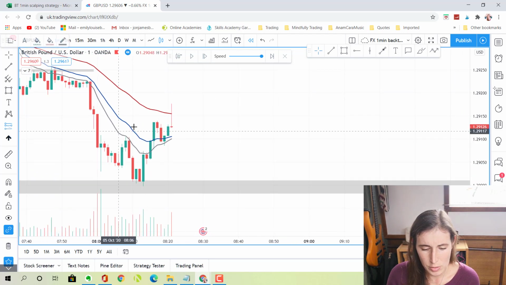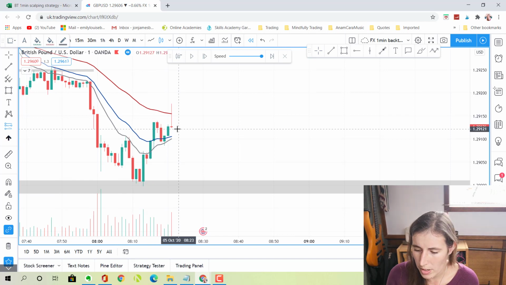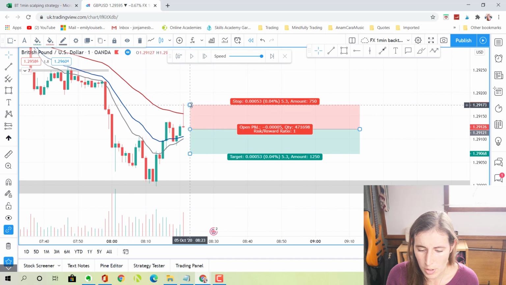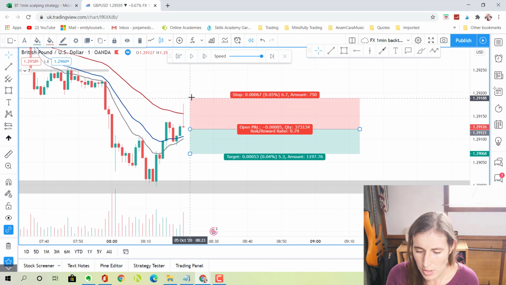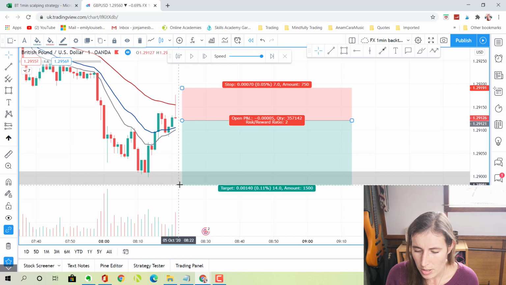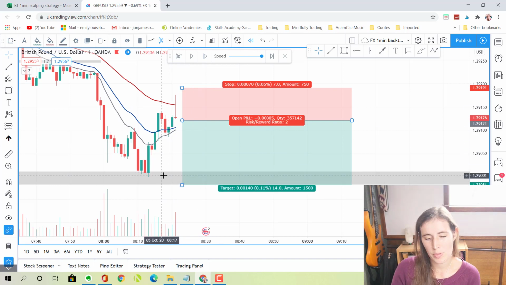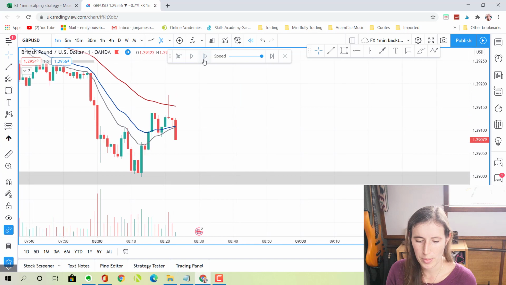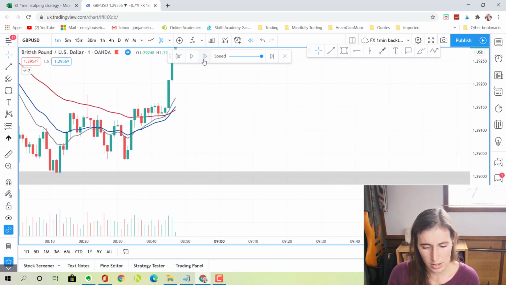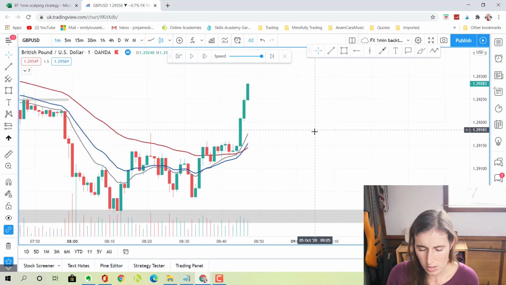And that's quite a nice rejection there of the 50. And also that previous market structure point. So I'm going to just set my stop above that level. It doesn't quite give us room before the structure point though, so I'm going to leave that one. Okay, good job I didn't take that trade.